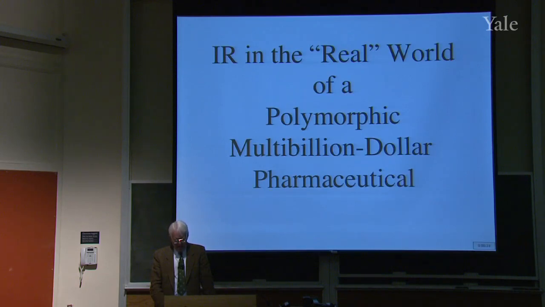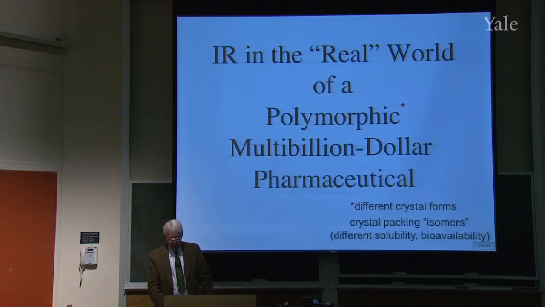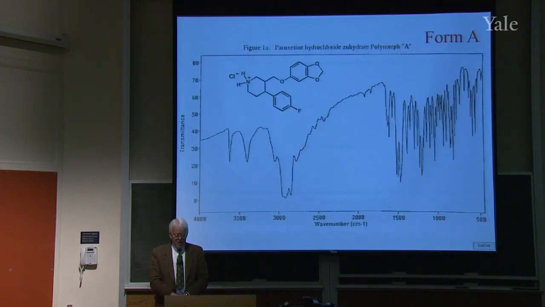One interesting case is a multi-billion-dollar pharmaceutical, which crystallizes in different crystal forms, and those forms are separately patented. The drug is called Paxil. These spectra are taken from the patent for that compound, paroxetine hydrochloride. This is the anhydrate, called form A, or polymorph A. Polymorph means different shapes, different crystals. Now, what do we see in this spectrum?